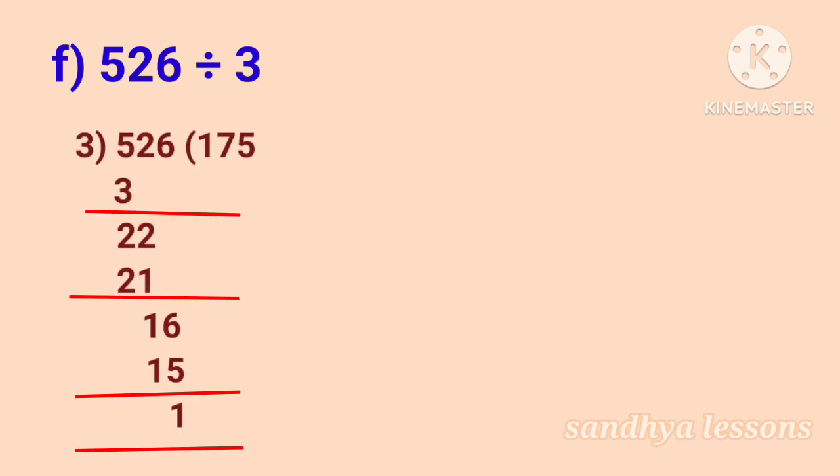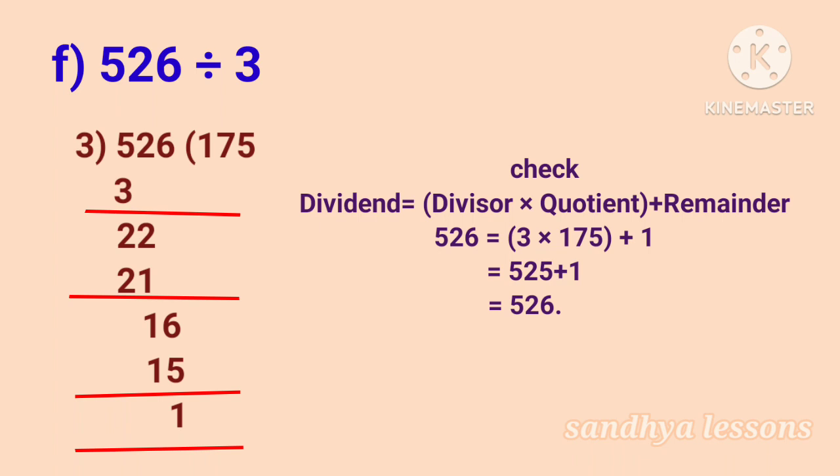F division 526 divided by 3. By dividing 526 with 3, we get quotient is equals to 175 and remainder 1. By checking, dividend is equals to divisor into quotient plus remainder. By applying the formula, 3 into 175 plus 1 is equals to 526, which is the dividend. So, the division is correct.